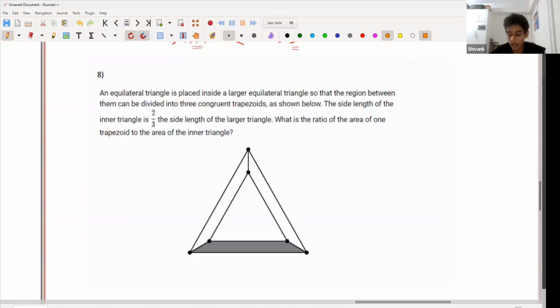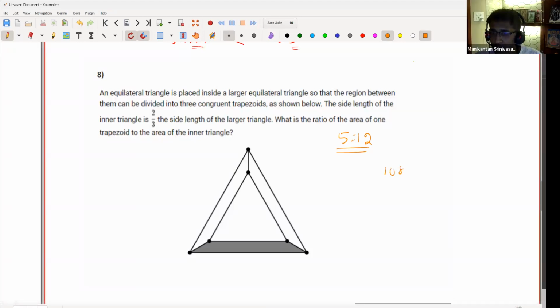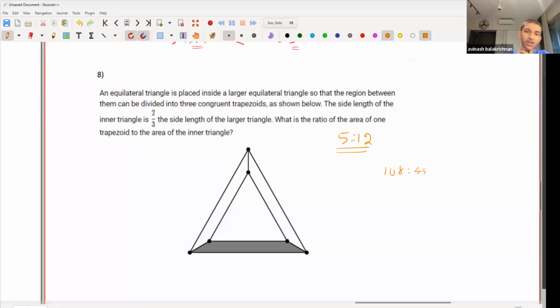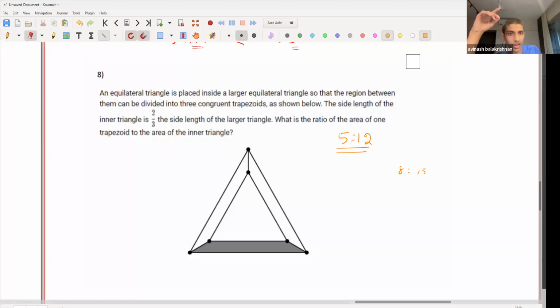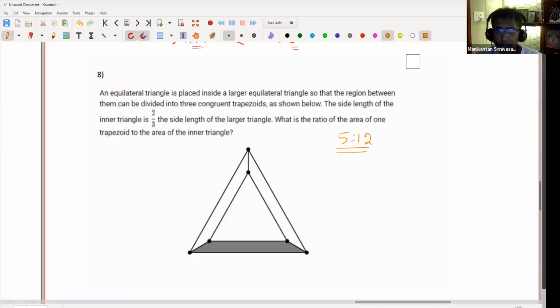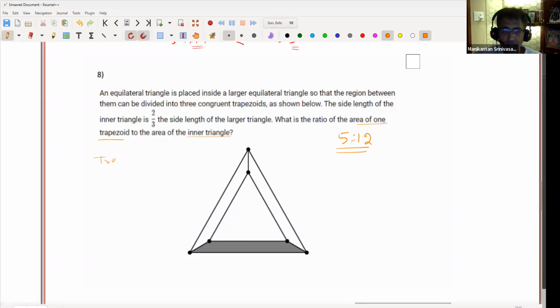I got 5:12. Yes, sir, same. Even I got 5 is to 12. I got 108 is to 45. I didn't simplify it, but yeah, it's 5:12. Sorry, 45 is to 108. The ordering is important, right? I'm sure in the exam paper, 12 is to 5 will also be a choice, so always be careful which is to which. What is the ratio of the area of one trapezoid to the area of the inner triangle? So trapezoid upon inner triangle. Yeah, so then it'll be the other way.